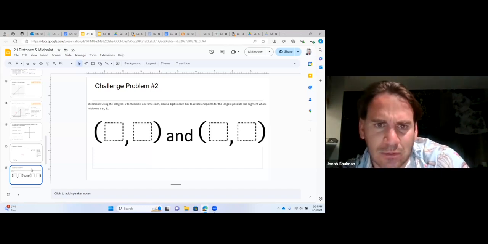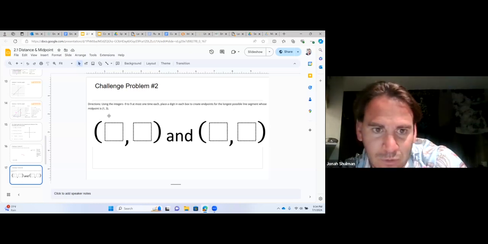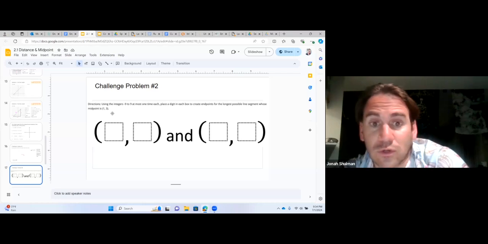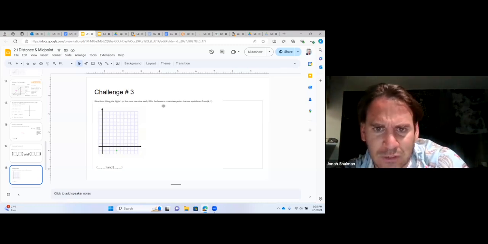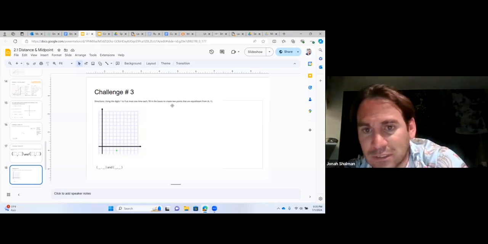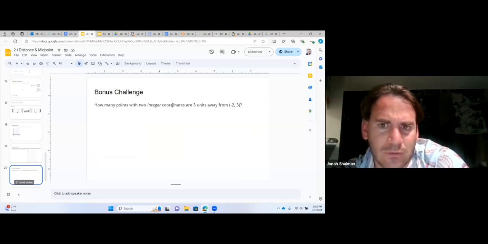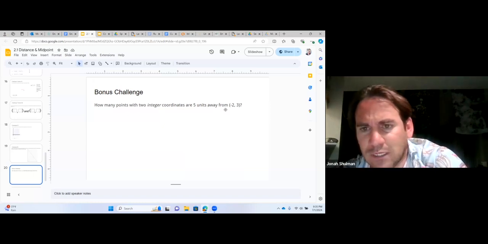Here's another challenge problem. They have the integers -9 to 9 and create endpoints for the longest possible line segment with the midpoint 1, 3. This is a tough problem, really tough. Notice that the numbers aren't there. They're challenged. Here's a third challenge. Use the digits 1 to 9, one time each. Fill in the boxes to create 2 points that are equally distant from 4, -1. And here's another bonus challenge. How many points with two integer coordinates are 5 units away from -2, 3?